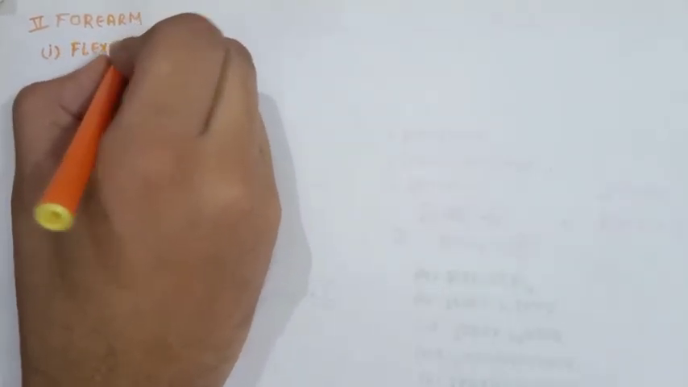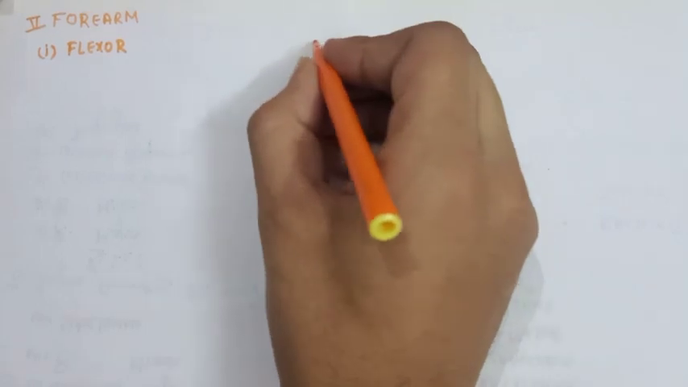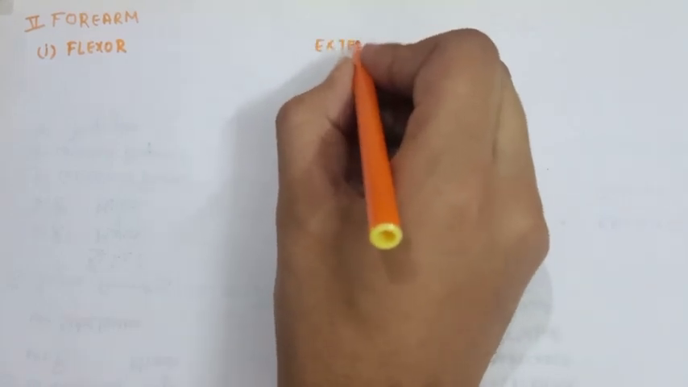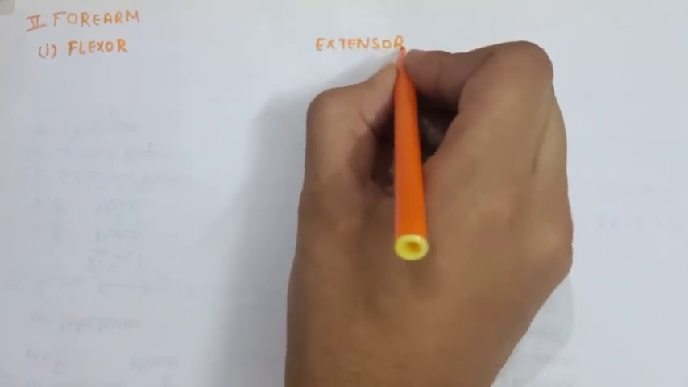The forearm, similar to the arm, can be divided into 2 regions: the flexor part on the front and the extensor part at the back of the forearm. So we have 2 regions in the case of the forearm. The first region is the flexor compartment, and the second one is the extensor compartment. Flexor means in the front of the arm, and extensor is the back.